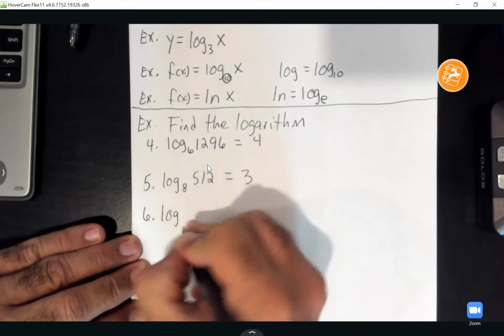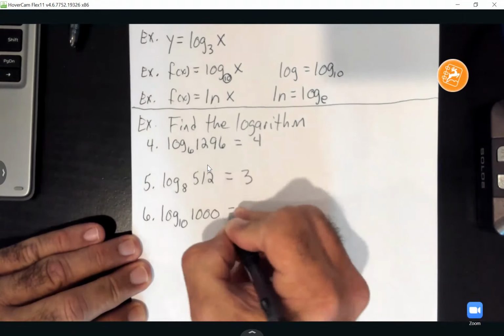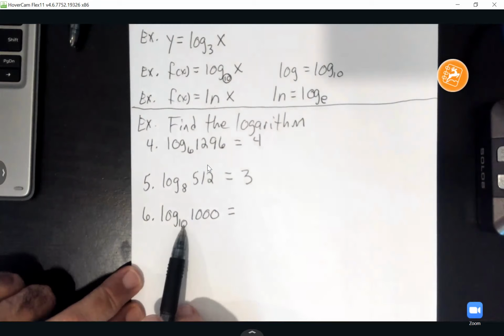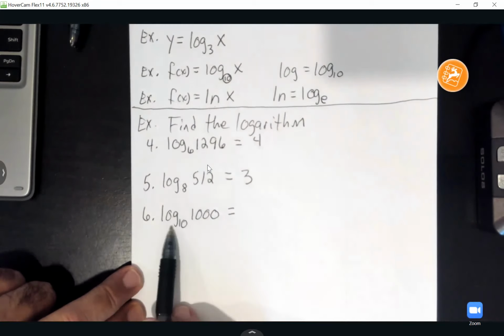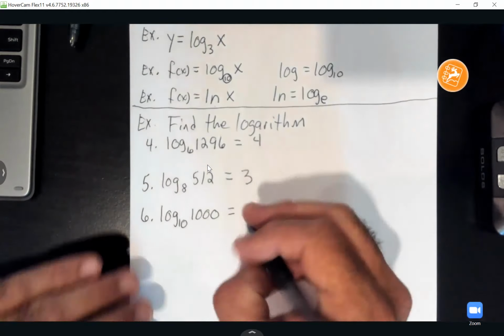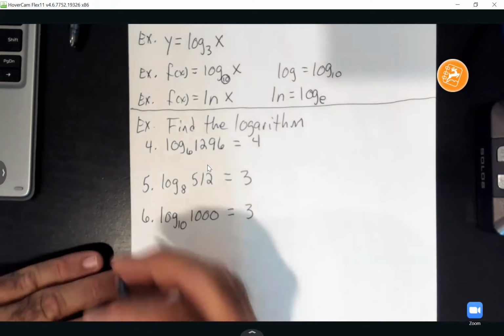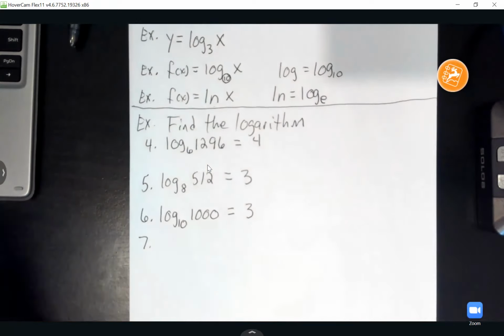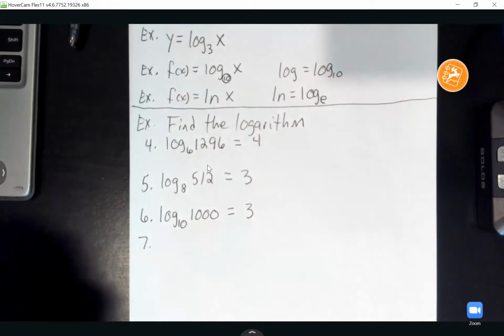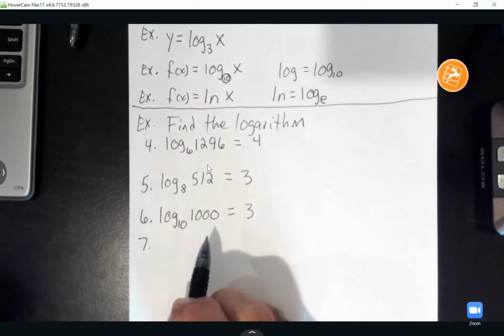How about a log base 10 of 1,000? Now remember, they didn't have to put the 10 here. If they'd have put log of 1,000, it would have meant the same thing, okay? Mine shows 3. 10 times 10 is 100. 100 times 10 is 1,000. So remember, that's all we're doing. We're just looking at how many times this base has to multiply to get this 1,000, okay?